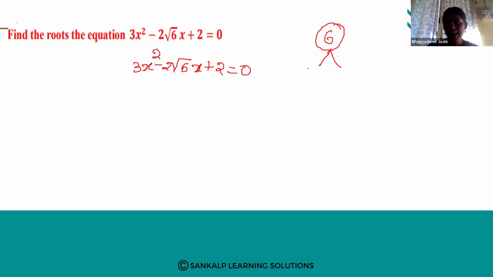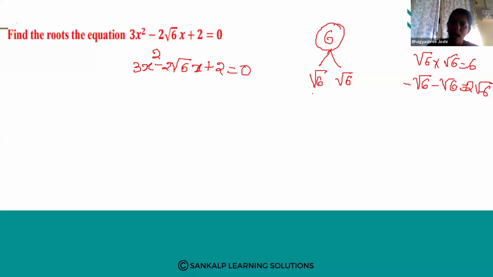So for that choose two numbers such that the product should be 6 and the middle term, that is minus 2 root 6, you will get. So which numbers? If I choose root 6 into root 6, that is 6. So minus root 6 and minus root 6 is minus 2 root 6. Yes or no? Again, root 6 can be written as root of 3 into 2. So 6 can be written as 3 into 2, right?